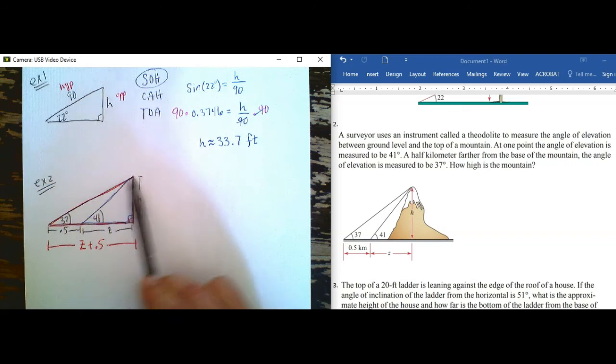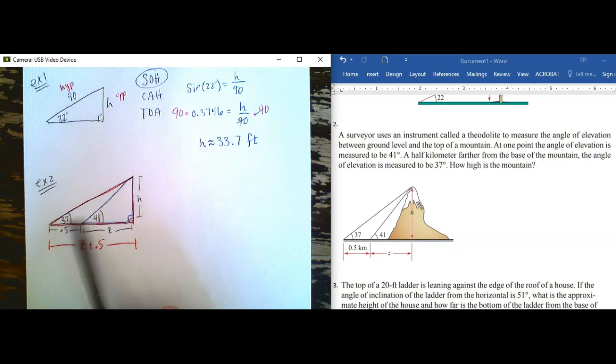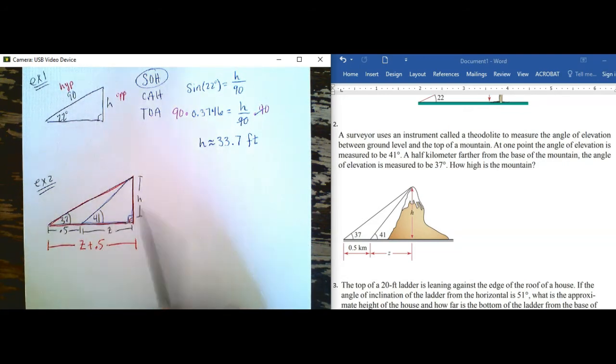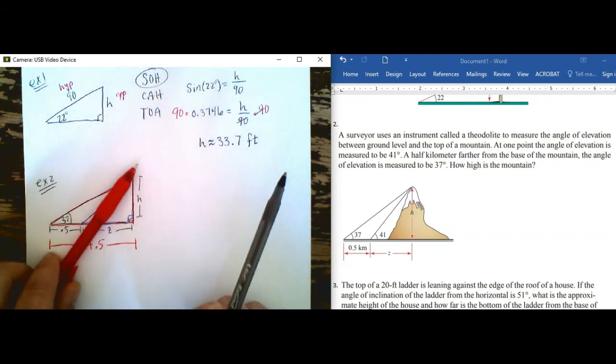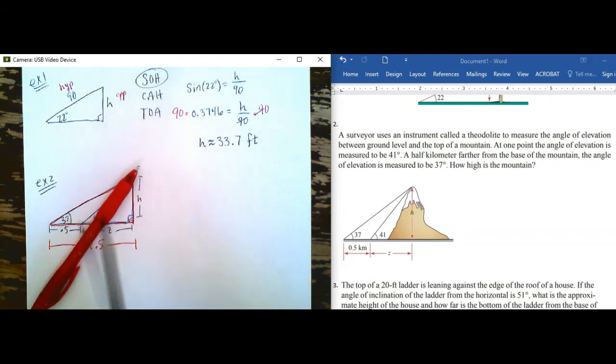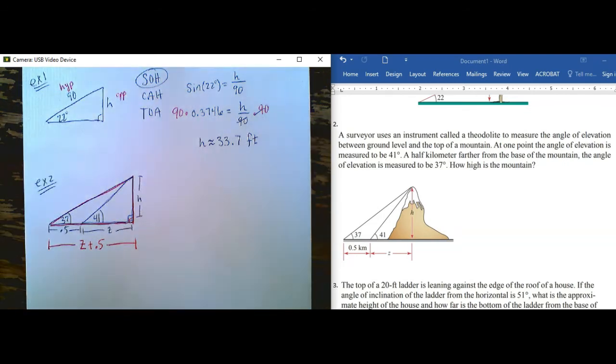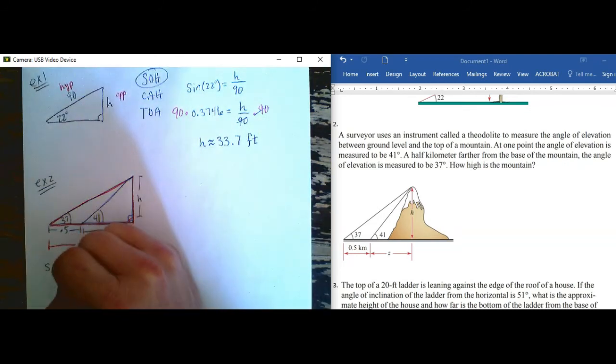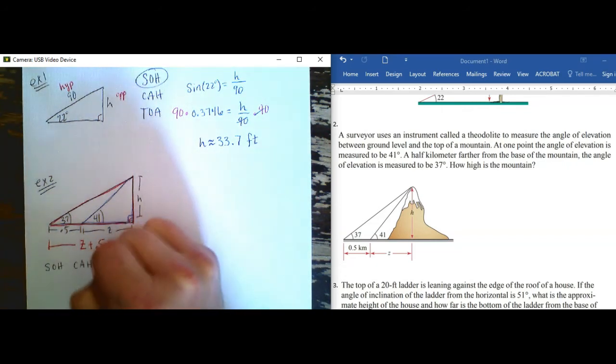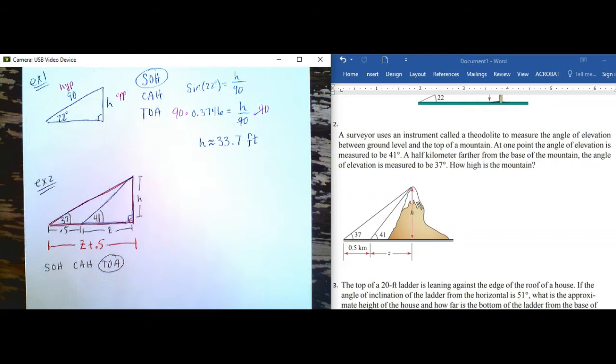So let's just kind of focus in on the red triangle, the big triangle here. So we know the angle is 37. We know the opposite side from 37. So again, we're kind of disregarding the other triangle there. The opposite side here for 37 would be h. And the adjacent side down here is z plus 0.5. So what trig function helps us out with opposite and adjacent? SOH-CAH-TOA says the tangent tells us about the relationship between the opposite and adjacent.